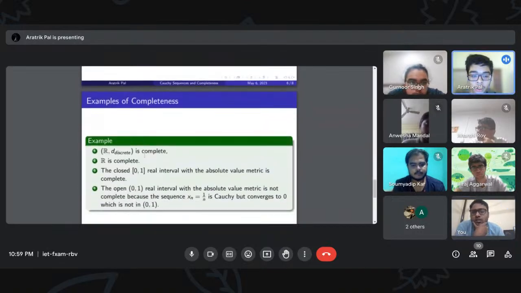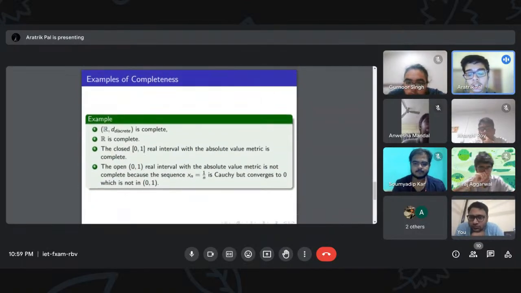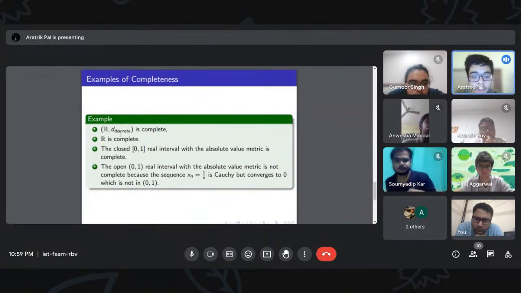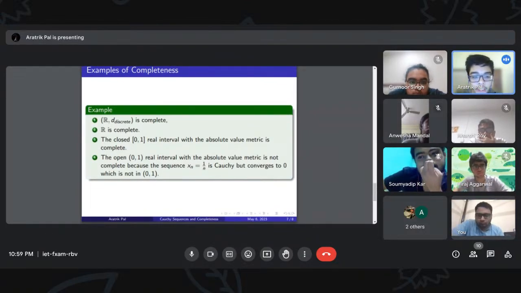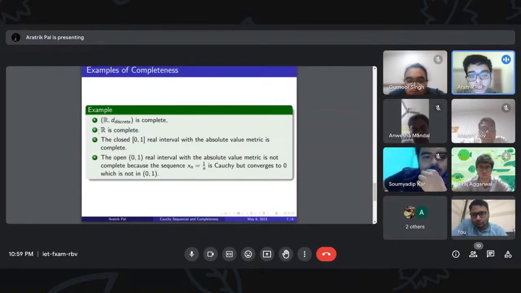Okay. So we proceed to some examples of completeness. So we again use the example of the discrete metric space. So R comma R and the discrete metric is complete, because every Cauchy sequence will converge in this metric space. And then we have a really good example, that the set of all real numbers is complete with the standard metric function.